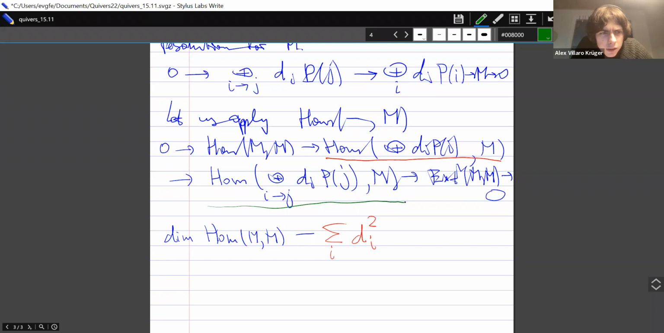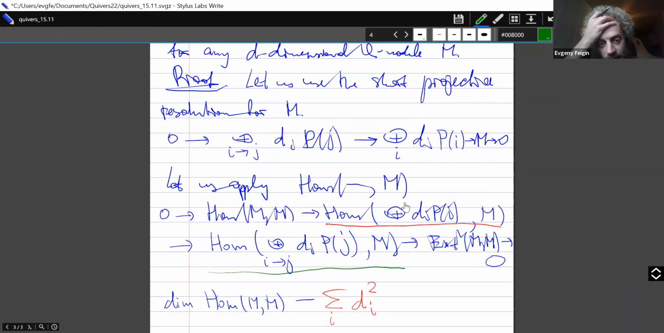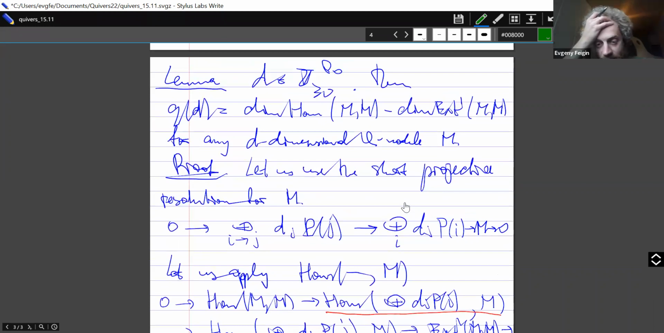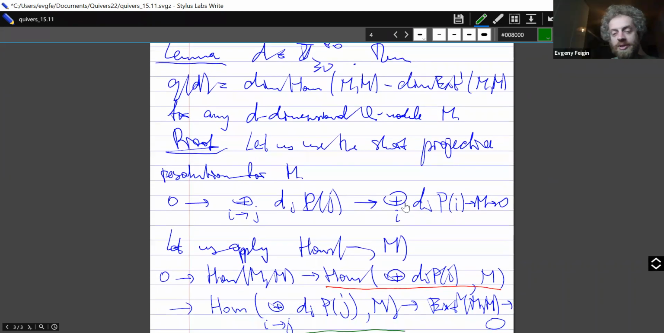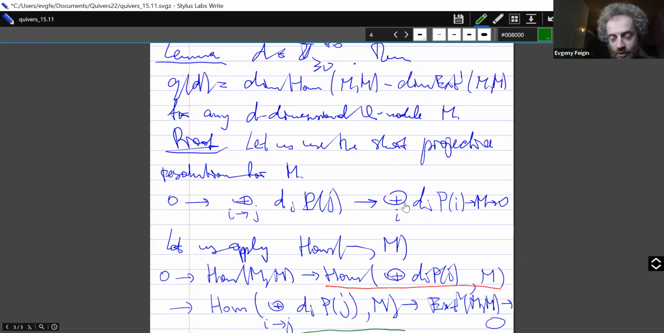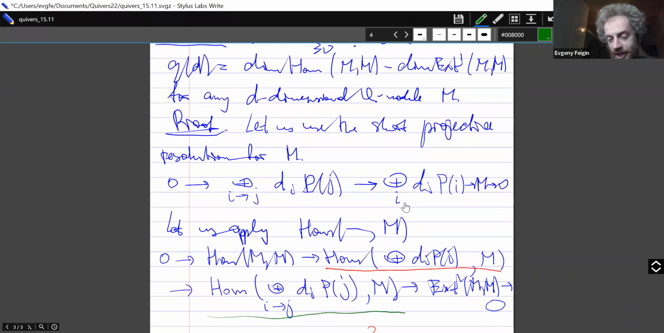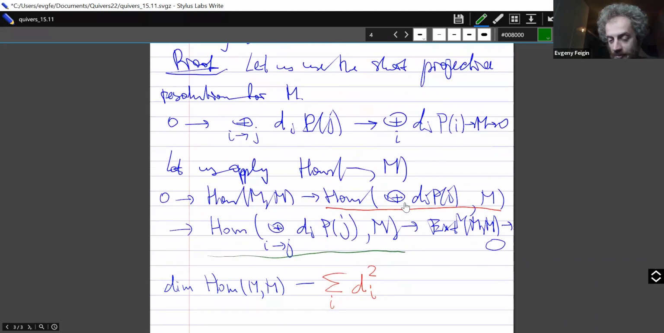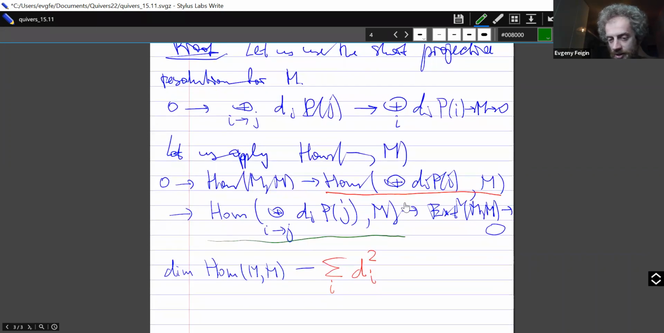So our M is any representation of Q with the property that the dimensions of the spaces are exactly d_i. And otherwise, of course, there might be arrows in Q, and M is an arbitrary representation, but we just fixed the dimension vector. Okay, now let's compute the dimension of the green space.